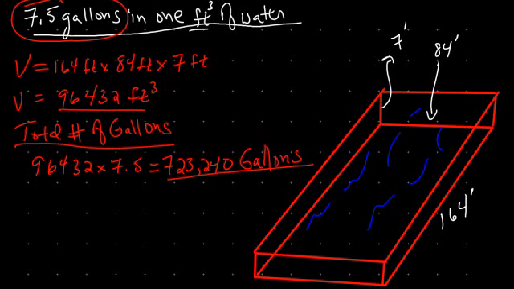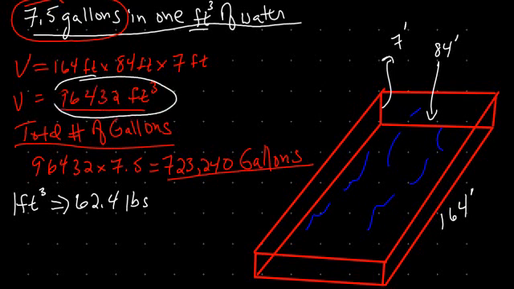There's one more thing I want to do with this problem. I also want to figure out the weight of the water. A quick internet search showed me that 1 cubic foot of water weighs 62.4 pounds. So let's figure out the total weight of all the water in an Olympic-sized swimming pool. If each cubic foot weighs 62.4 pounds and I have 96,432 cubic feet, all I need to do is multiply to get the total weight.